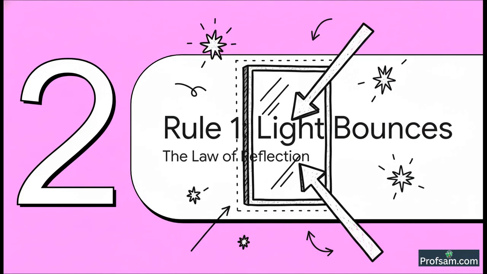Okay, so this light ray, it follows some very simple rules. Let's think of it as a game. And rule number 1 is this. When our light ray hits a smooth, shiny surface, like a mirror, it bounces off. This bouncing of light is what we call reflection.